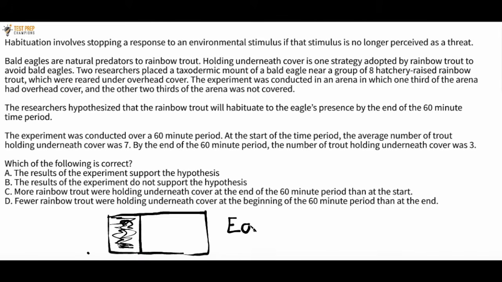They took a bald eagle that's stuffed, and obviously it's not a real live eagle, but the trout are not going to know that. They're just going to look at it and think it's a real eagle, or at least at the start of the experiment. So we've got an eagle out here, and so we've got trout swimming around in here. Now this is probably the world's worst drawing of a fish. Okay, but let's say that this is a fish.